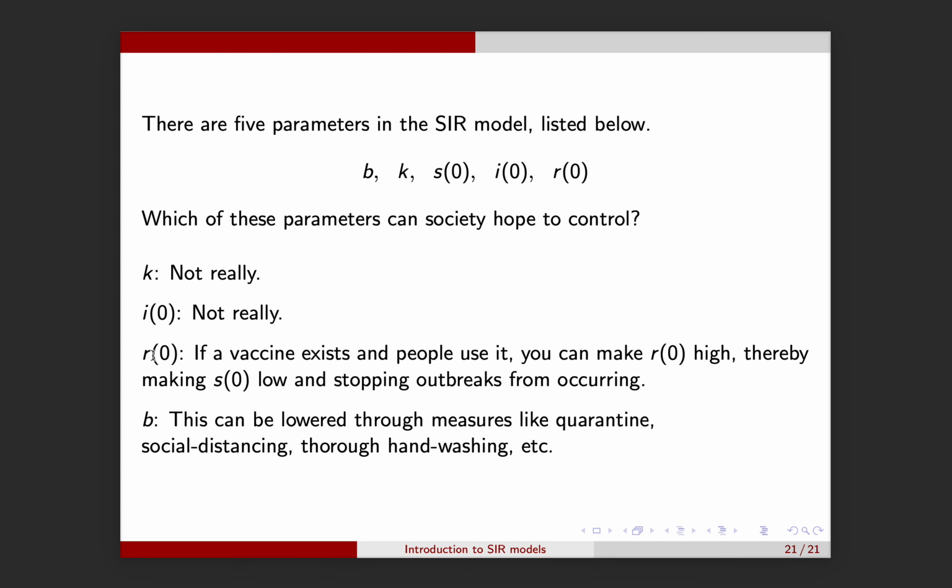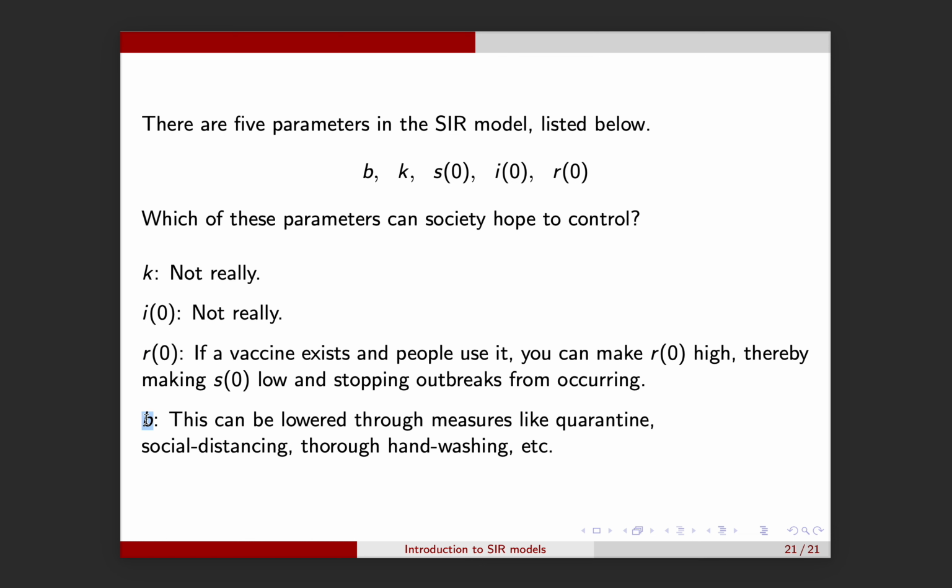So little r of 0. If you can make a vaccine and you can get people to use it, which is not a trivial task nowadays, right? But if a vaccine exists and people use it, the effect will be that R of 0, the initial proportion of recovered people, will be high. And if R of 0 is high, then the initial proportion of susceptibles will be low. And this can help stop outbreaks from occurring. This is how measles outbreaks were stopped for so many years. R of 0 is very high. There's just not that many people susceptible to measles anymore if you have a vaccine and people use it. So you can control R of 0 assuming you have a vaccine.